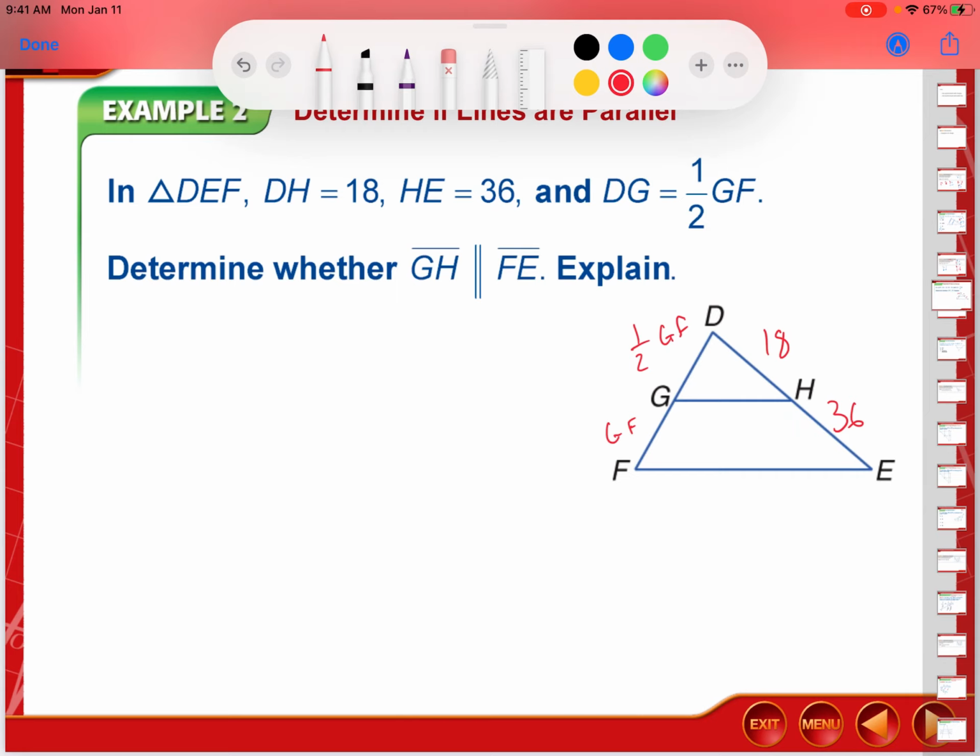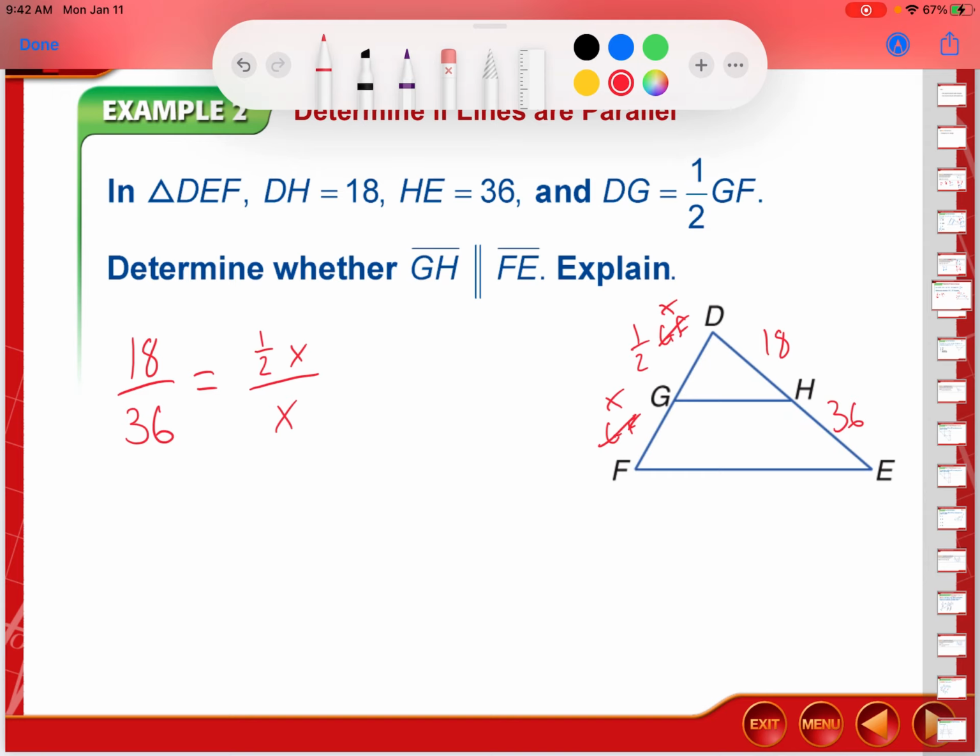Okay. Sorry, I'm losing my train of thought quickly. Okay, so if I were to set up a proportion, now stick with me here because this does get a little confusing. I have 18/36 for one of them, and then for my other one, instead of saying GF, I'm just going to say x because it works better for me. So we have 18/36 equals 1/2 x over x.